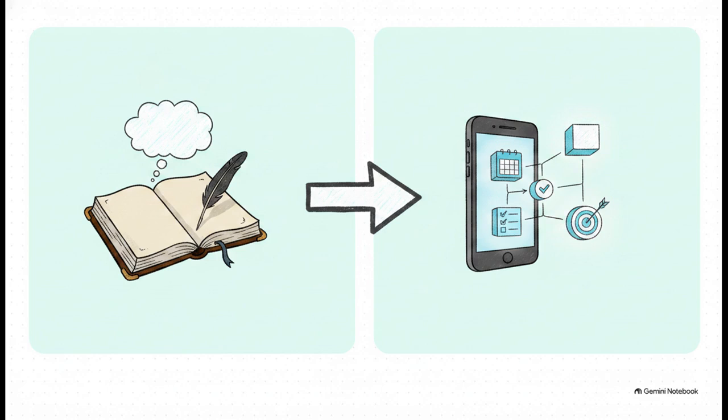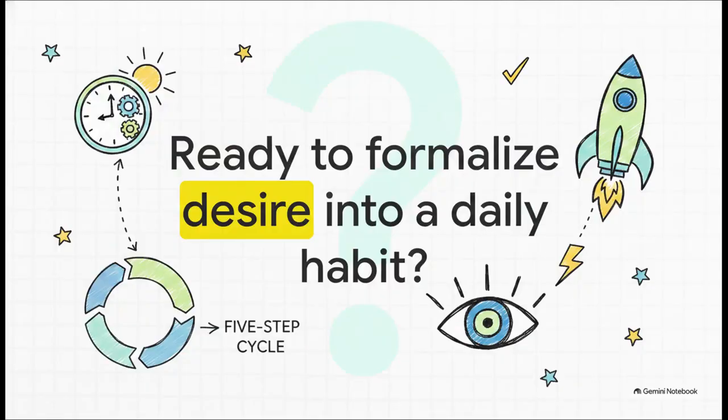You aren't just reciting a desire anymore, you are locking it into a calendar, checking it against your life domains, and tracking its execution. Which leaves us with one final provocative question. Are you ready to formalize your desire into a structured daily habit? Understanding how the MyCS morning briefings work is a great first step, but executing that 5-step cycle daily is what actually shifts your trajectory. By setting your intent before execution, you take absolute control of the narrative of your day.